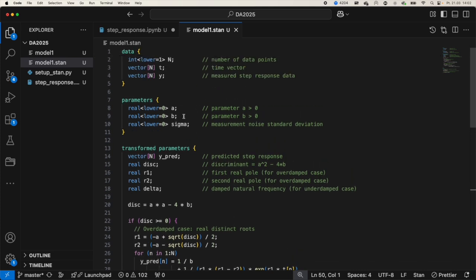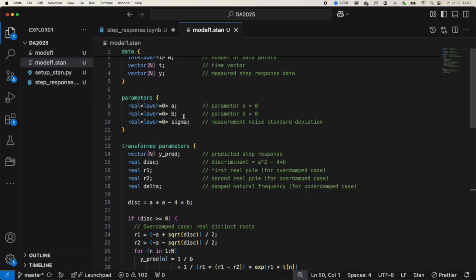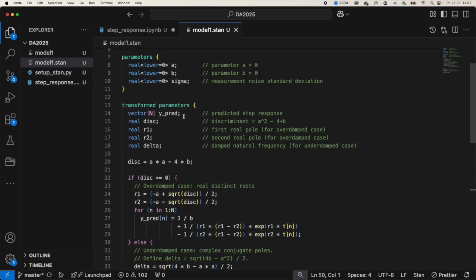We assume that our model is stable, so we are adding assumptions. First of all, we are assuming that the standard deviation of measurements is, of course, positive, because standard deviation is always positive. And A and B, the parameters, are also positive. Why? From the Hurwitz criterion, a second order system has to have positive coefficients of the characteristic polynomial, right? Otherwise, it will destabilize. So we then need to compute the step response to compare it with the data.